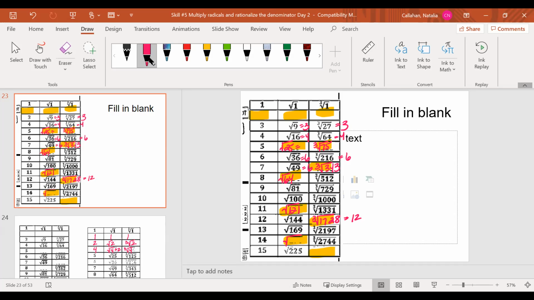Here, 14 times 14 is going to give you 196. And the very last one, cube root of 15 times 15 times 15 is 3,375, which will give you 15. So those are your answers.